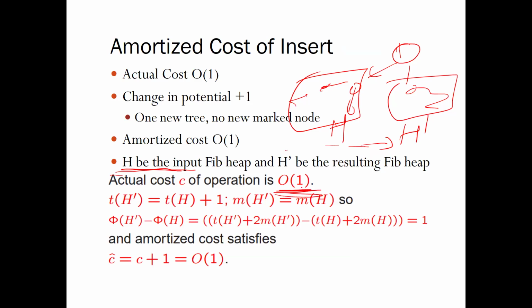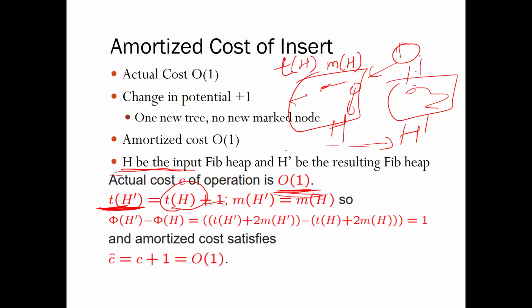Actual cost of operation, because we just have to create a node and insert it. There is actually no cost involved, it's just a constant cost, that is O of 1. So we can say that for the new tree, what are the number of trees inside the heap? It is incremented by 1. The previous state you had T of H. In the old tree, you had T of H nodes and you had marked nodes M of H.